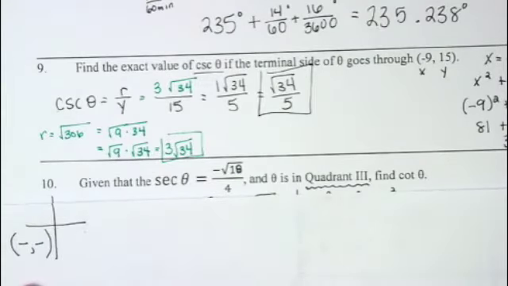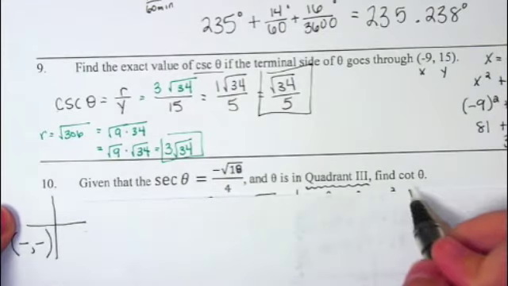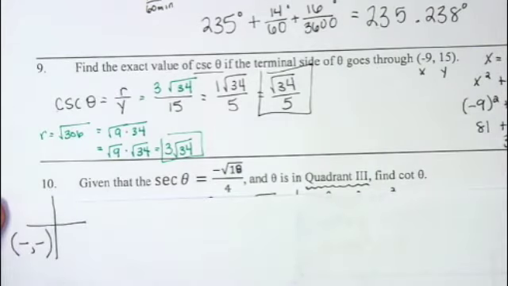So always pay attention to where it is. That's something that boggles people down most of the time. So pay attention to which quadrant it's in. We're finding cotangent of theta. First off, I have to figure out what's given to me. I know it's in quadrant 3. I've got that information down.